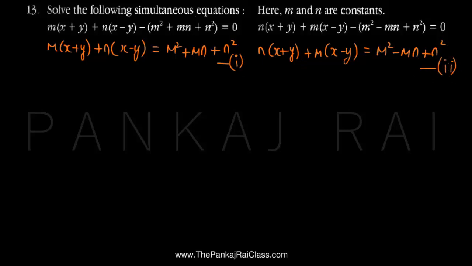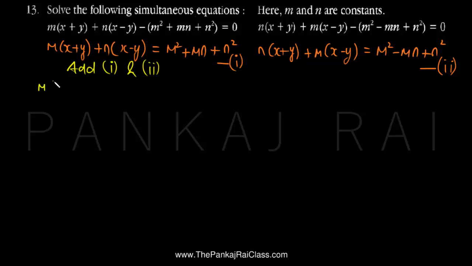Now, as you can see, this is a special case of simultaneous equations wherein x plus y is the first variable and x minus y is the second variable. And as you can see, their coefficients are interchanged. Here we are having mn and here we are having nm. So you might be remembering that in such cases, we solve the simultaneous equations by first adding 1 and 2 and later by subtracting 1 and 2. So let us start with adding equations 1 and 2.